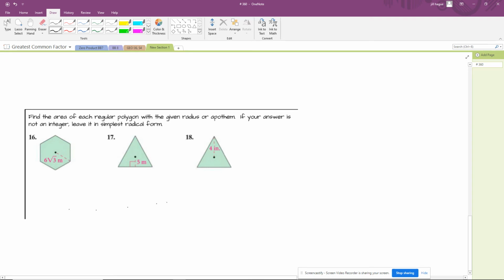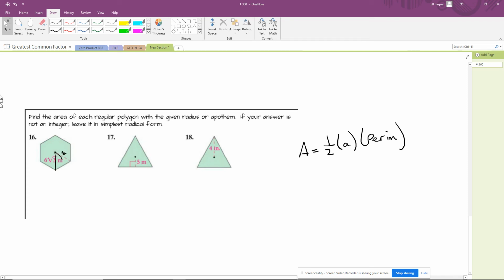It's a regular polygon. So again, we know it's 1/2 of the apothem times the perimeter, right? So what is the perimeter of this? Well, we don't know. All we know is the radius right here, right? So we need to find the apothem and the sides. So we know that these little triangles here form 30, 60, 90.